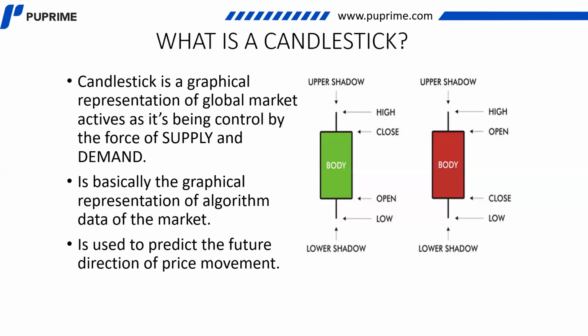So when we have a bullish candle, that is a candle that opens at a low price, let's say, and closes very high, it's telling you that in that particular 1 hour, the forces of demand are higher. That is, there are more buyers than sellers. Now, it's basically the graphical representation of algorithm data of the market.